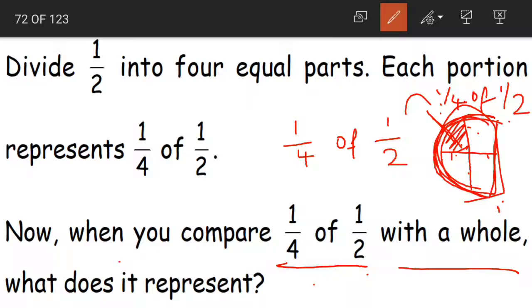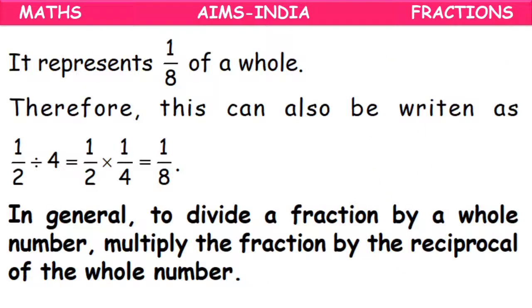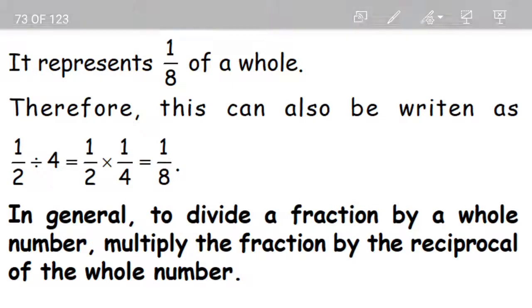Now from that, how much of this watermelon does each child get? We have to represent it from the point of view of a whole. So from the whole, how much is a child getting? It represents 1 by 8 of a whole.